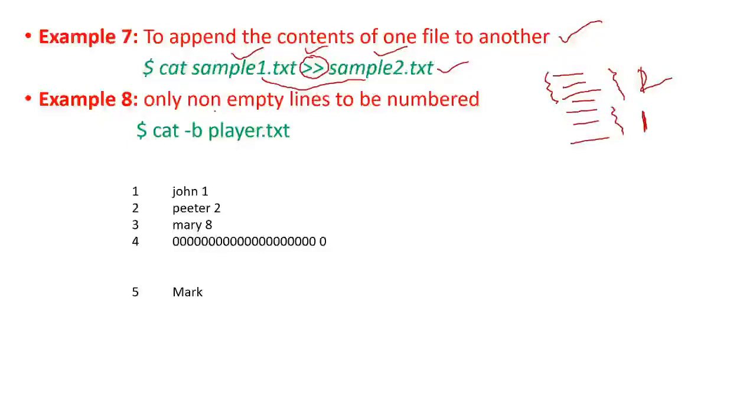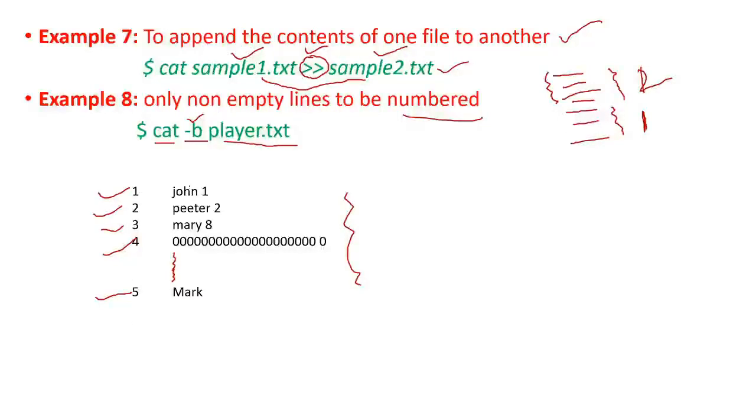Next example, only non-empty lines to be numbered. Now these are the contents of a file player.txt. See, cat -b and player.txt. So these are the contents of the file player.txt. Okay. Now in between here use the option -b. So if you use -b, it will give the line numbers to the contents, but wherever there is a blank, it will not consider that. Okay, where there are contents, only for that line it will give the numbers.